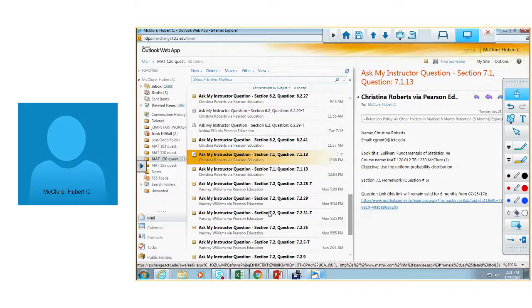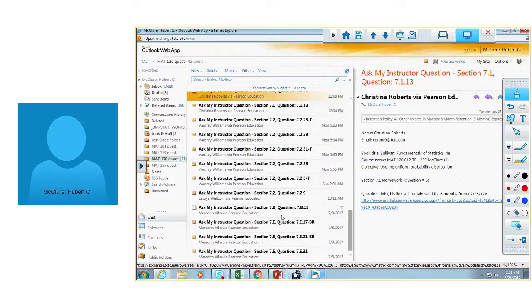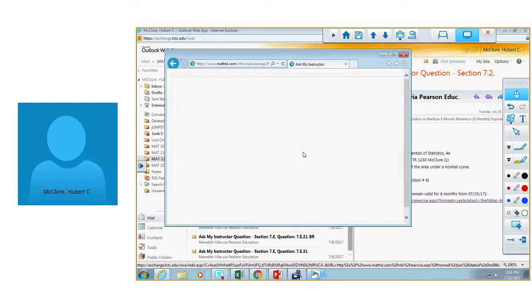So let's go to 7.2. I did 7.2 questions. Let's look at 7.2 just to go back and look. Let's just go backwards. See if I did one like this.